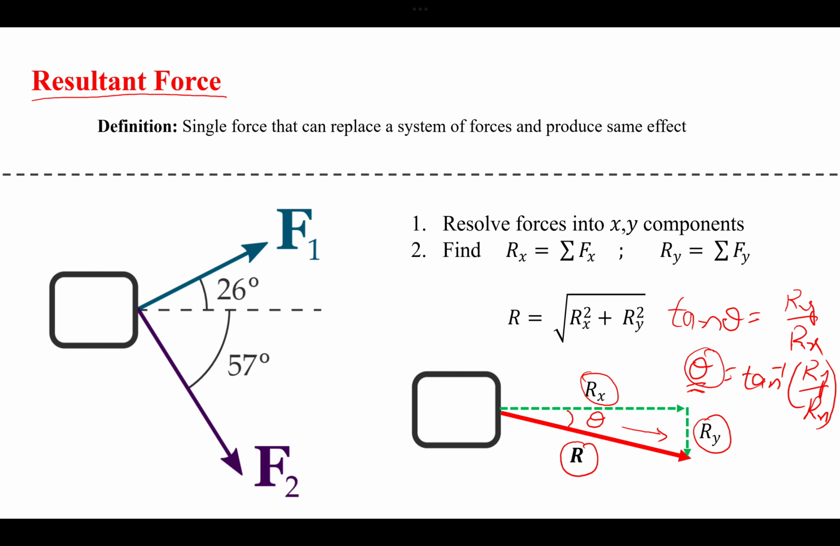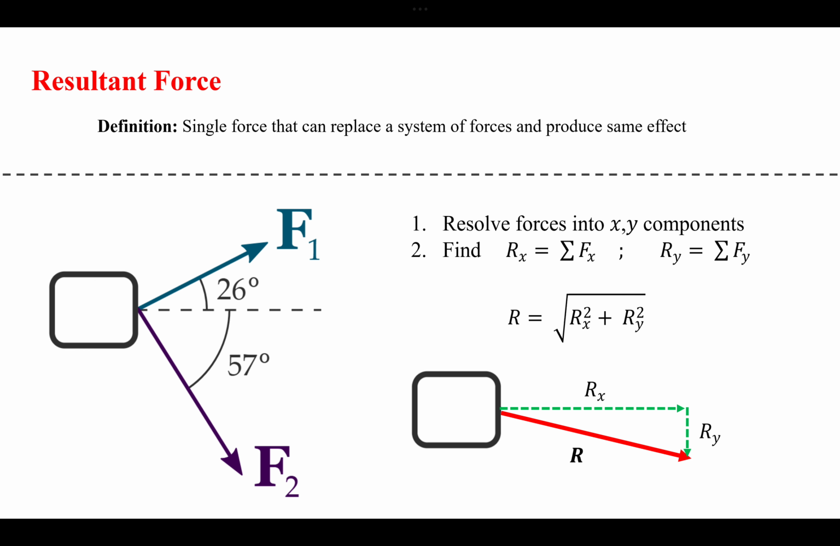So first step, calculate the components of all the forces, the x and y components. Then sum the x forces and sum the y forces, and that will give you Rx and Ry, which you can then use to calculate the resultant force magnitude. And then we use the tangent inverse to calculate the orientation of the resultant force. Simple as that.